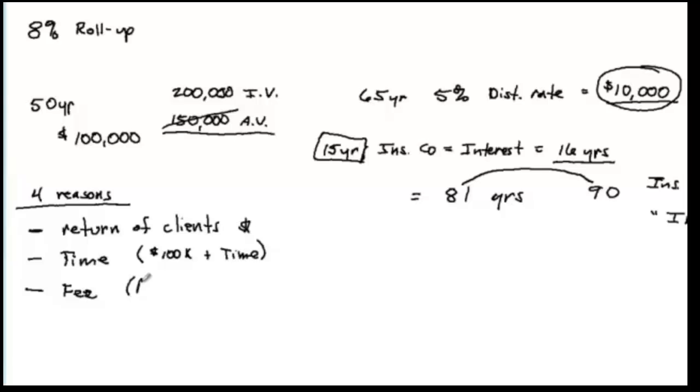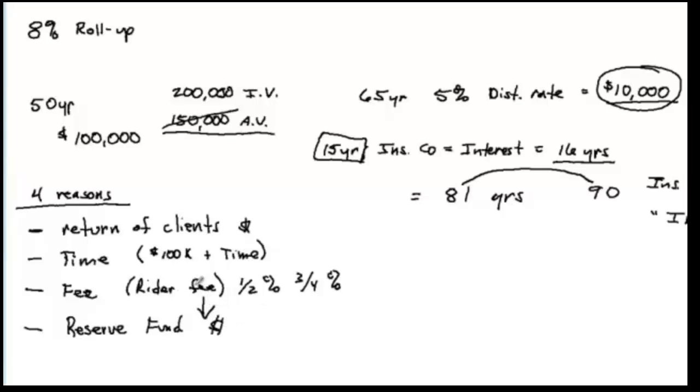So you'll see it as a rider fee. Okay, and that fee could be 0.5%, or it could be 0.75%. Okay, and then the fourth, which is not talked about a lot, and that is the reserve fund. And the reserve fund is where this fee gets plowed into, right? So there's a reserve fund that this fee goes into.